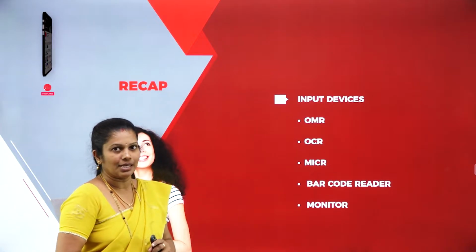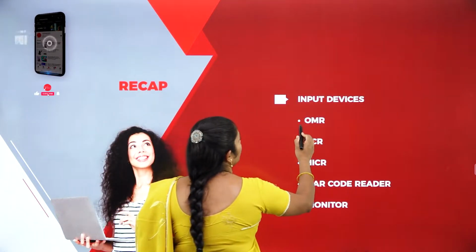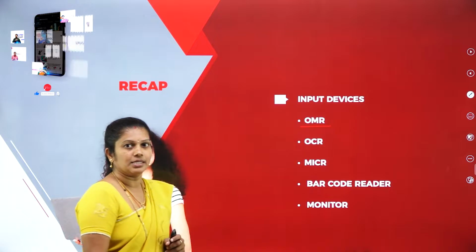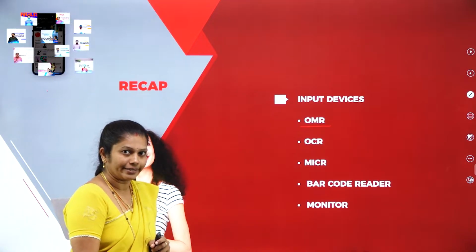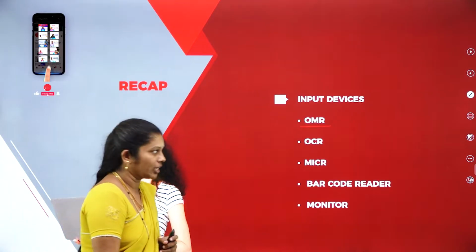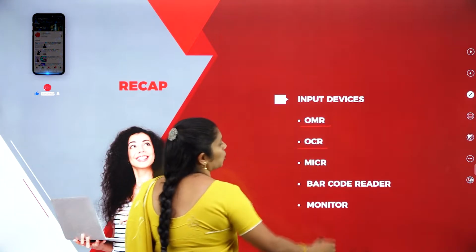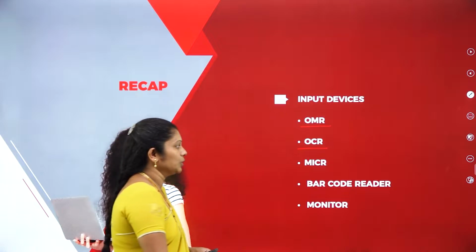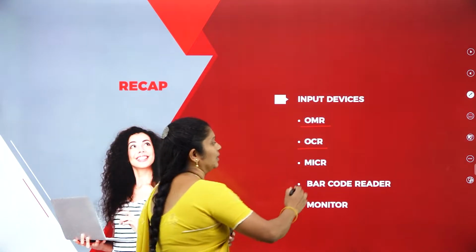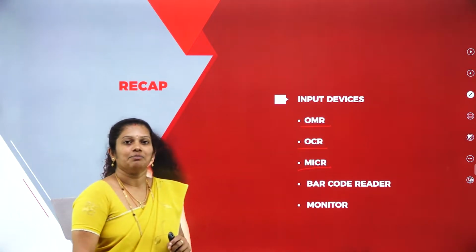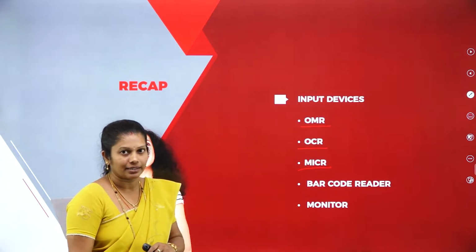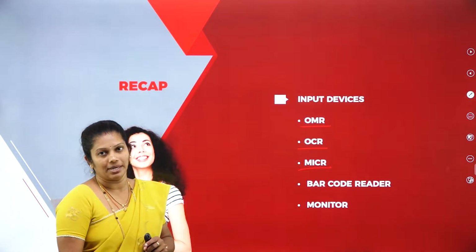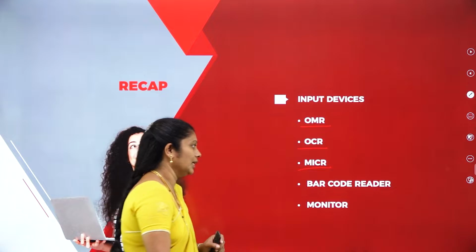In the previous class, you studied what OMR, that is Optical Mark Reader, means, where we are using it and how exactly it works. Then OCR, that is Optical Character Reader, where we are using it and how exactly it works. MICR, that is Magnetic Ink Character Reader, its working as well as where we are using it.